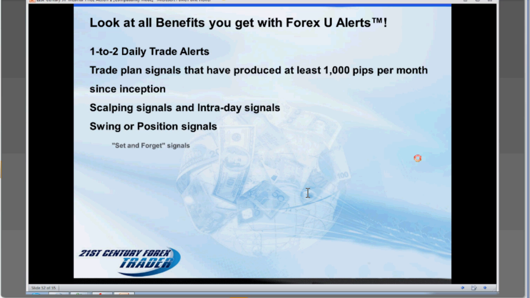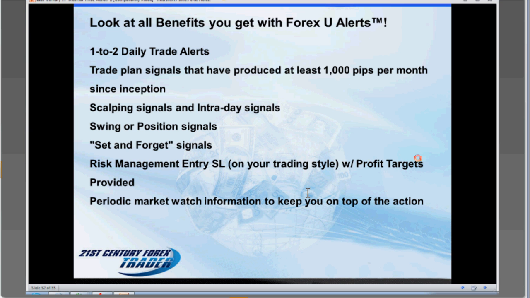And here's the benefits that you get. 1 to 2 daily trade alerts, and we cover 22 pairs. Trade plan signals that have produced at least 1,000 pips per month since inception. Scalping signals, intraday signals, swing or position signals. Set and forget signals. Have you imagined setting a trade and forgetting it? Risk management entry, stop losses on your trading style with profit targets provided. We give you a scale of how to develop stop losses.